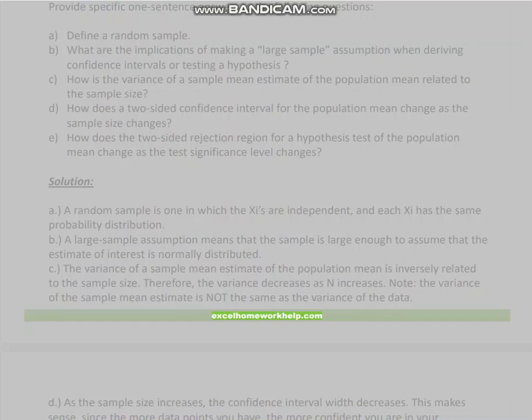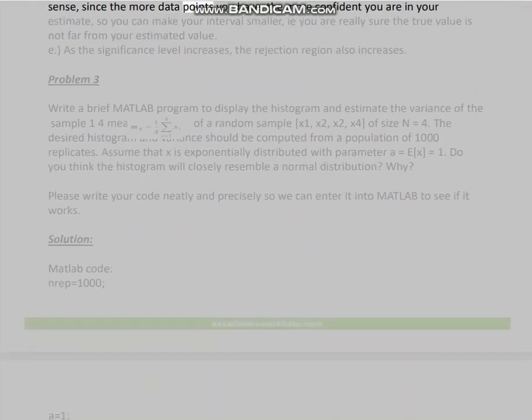D. As the sample size increases, the confidence interval width decreases. This makes sense, since the more data points you have, the more confident you are in your estimate, so you can make your interval smaller, i.e., you are really sure the true value is not far from your estimated value. E. As the significance level increases, the rejection region also increases.